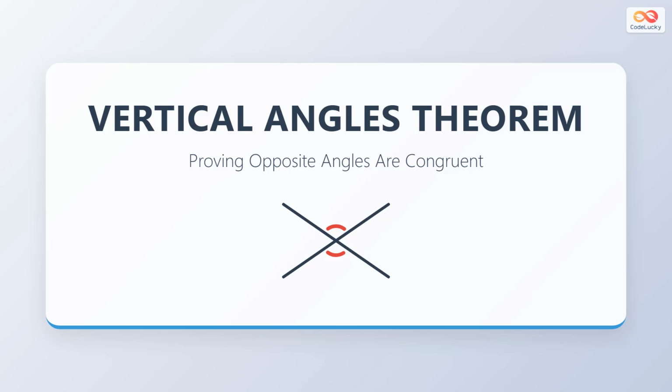Welcome to Geometry Basics. In this video, we are going to explore the vertical angles theorem. We will learn what vertical angles are, identifying them visually, and most importantly, we will prove why they are always equal to each other.